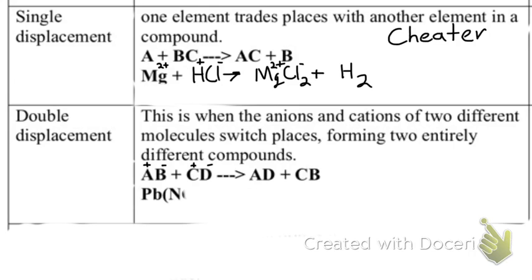The example that you guys are going to get to see is lead nitrate, lead 2 nitrate, plus potassium iodide turns into lead iodide and potassium nitrate. You can pause this video as Zoe does this final demonstration.